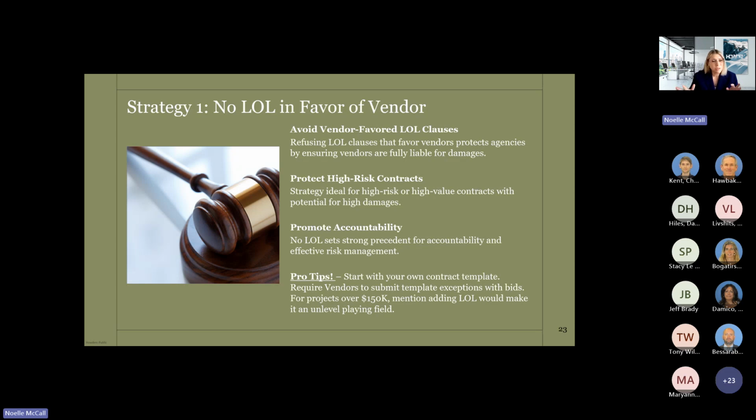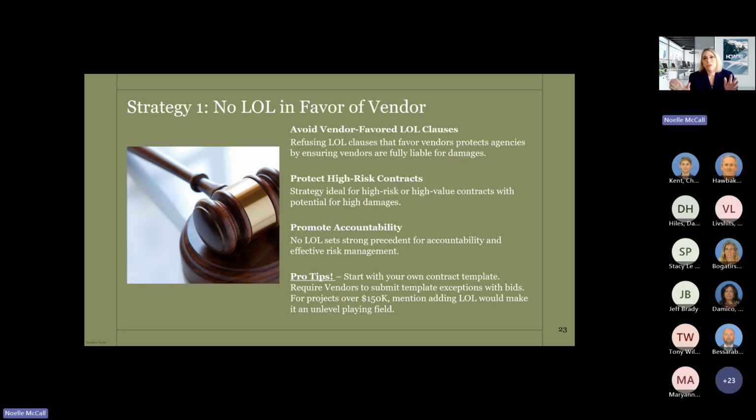So think about the potential risk of loss and the potential high or low severity of the loss if that should occur. Also, promote accountability. Having no limitation of liability sets a strong precedence for requiring accountability and effective risk management of that vendor. Here are a couple more pro tips for you.